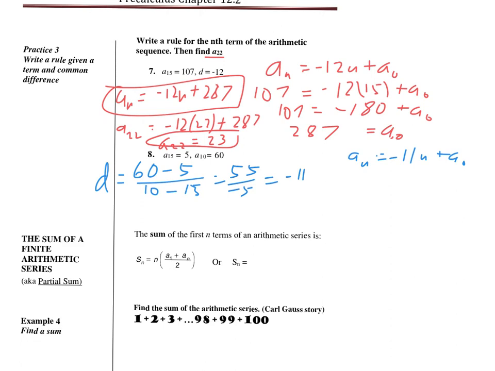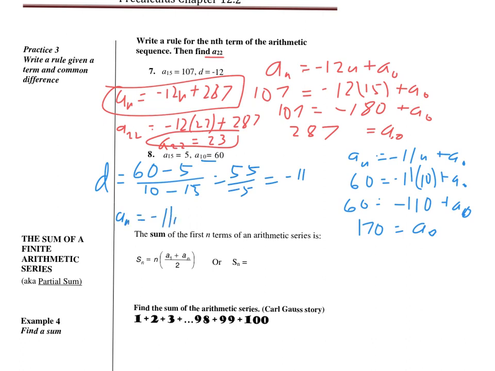And then I'm actually going to use this point because the x value is smaller. It doesn't matter though, you could use either point if you wanted to. So negative 110 plus a sub 0 equals 60. And then we add over the 110, and 170 equals a sub 0. So my formula here would be a sub n equals negative 11n plus 170.